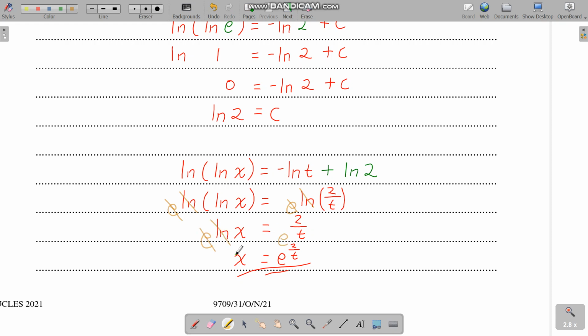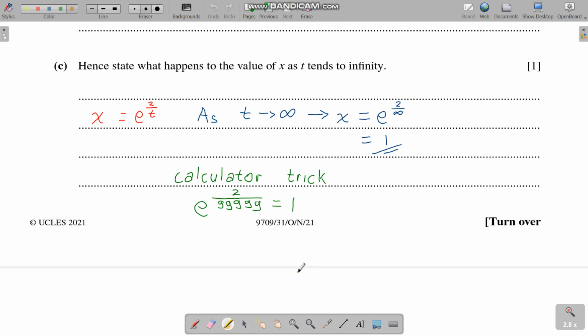Again, we cancel out on the left. We have only the argument, which is x. And on the right, we have e to the power of 2 over t. So this is the final answer.